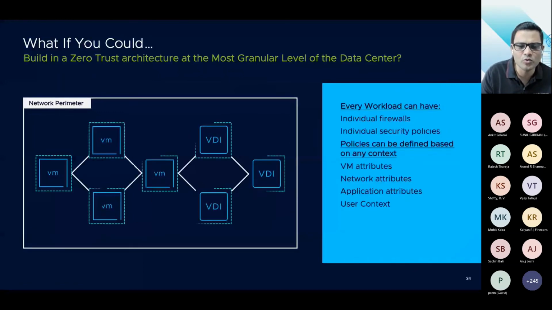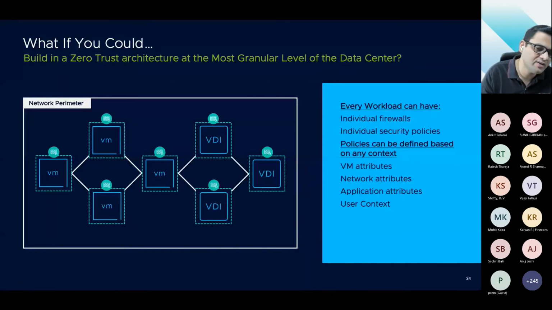What we've been able to do with NSX is, like we did firewalls for your workload, we can actually do a firewall for every VDI element as well. And these firewalling rules or policies can be defined on multiple levels. It can be a VM attribute, it can be a network attribute. Which network is it coming in from? Is it coming in from a company-provided network, or from his home network? The application attributes, whether it's accessing Gmail or Outlook, and so on and so forth.